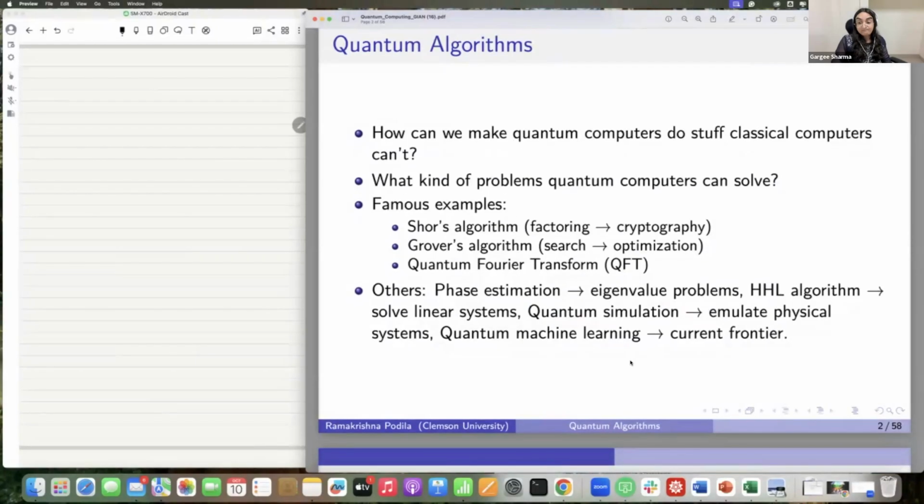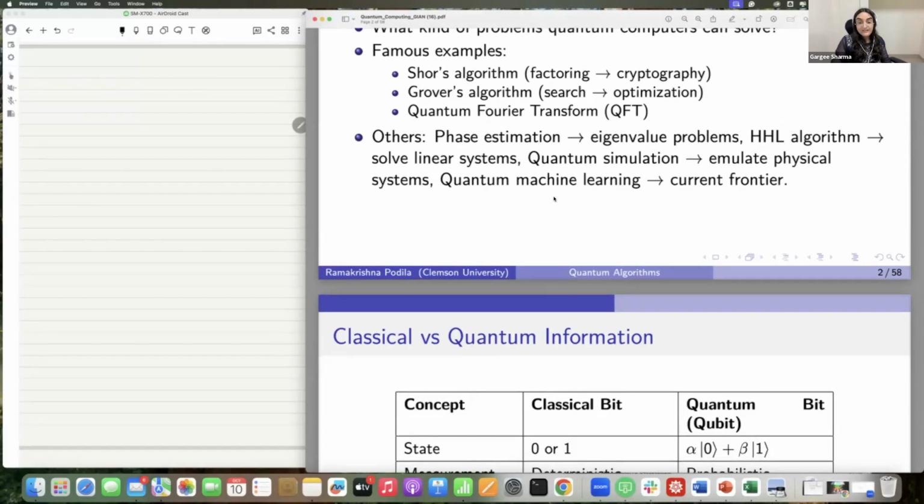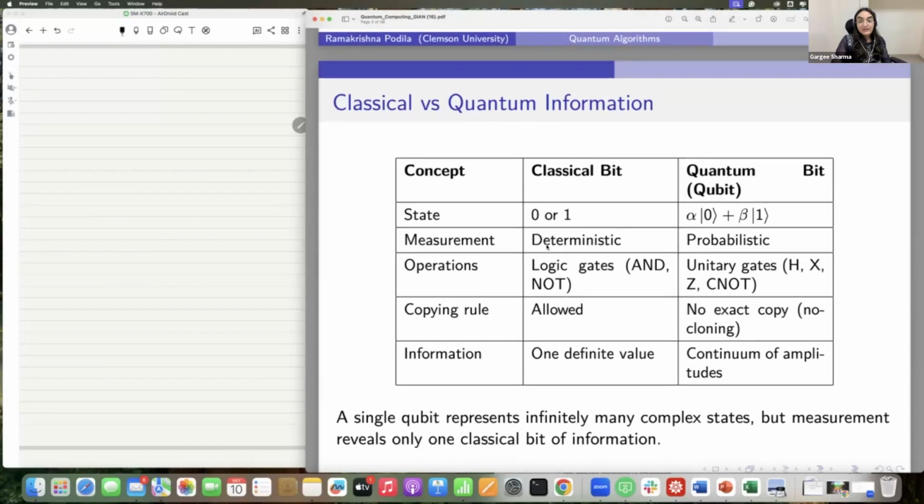And then there's quantum machine learning, which is also the current frontier. Of course we will not have time to do all of this, but we will try to give some flavor of this in this lecture.